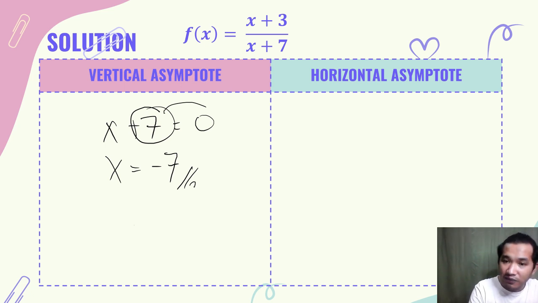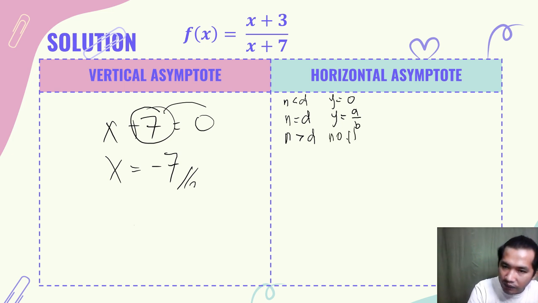For the horizontal asymptote, again, we will use the three conditions. That is, if n is less than d, our y is equal to 0. If n is equal to d, we will make use of the formula y is equal to a over b. And if n is greater than d, there is no horizontal asymptote.